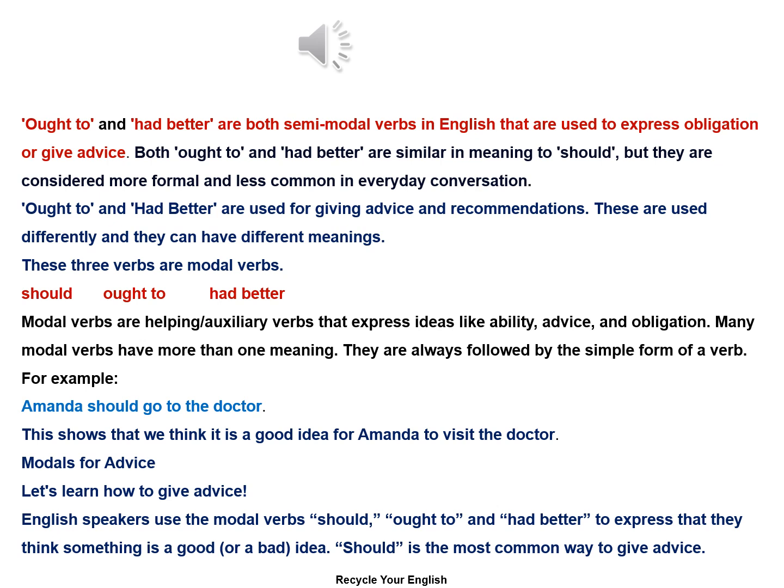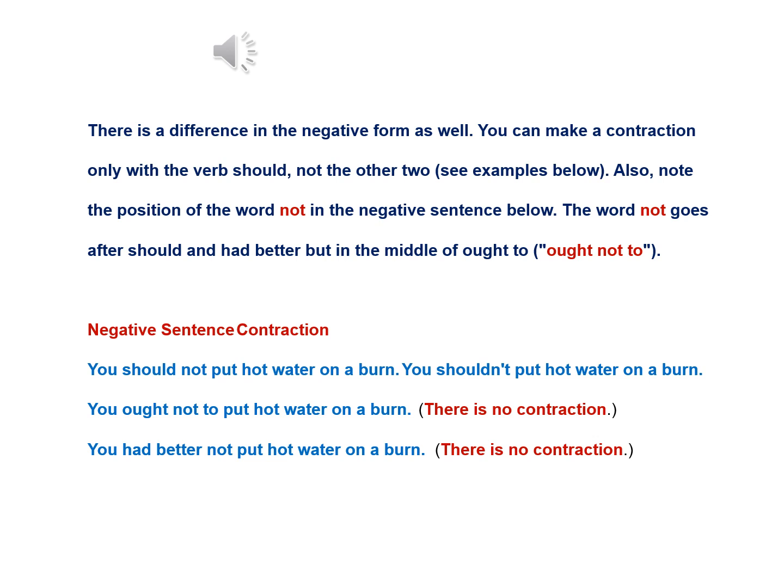Modals for advice. Let's learn how to give advice. English speakers use the modal verbs should, ought to, and had better to express that they think something is a good or a bad idea. Should is the most common way to give advice. There is a difference in the negative form as well. You can make a contraction only with the verb should, not the other two.